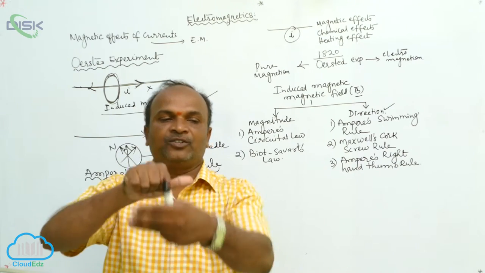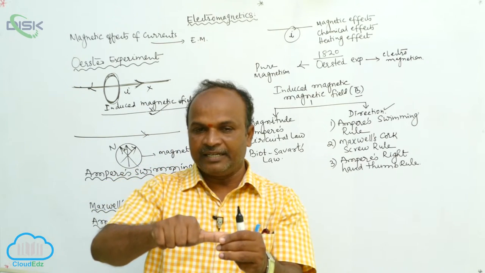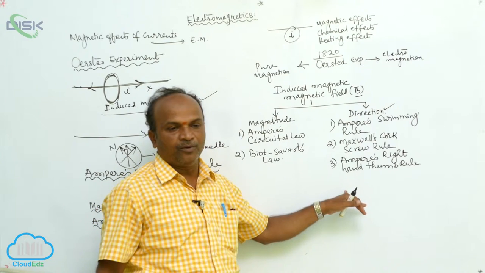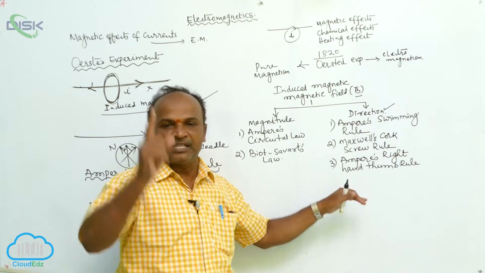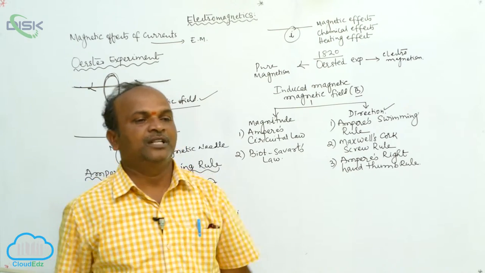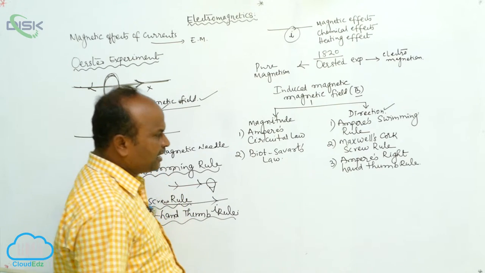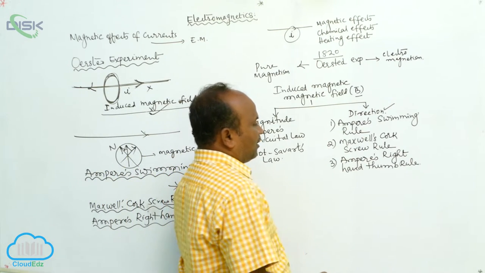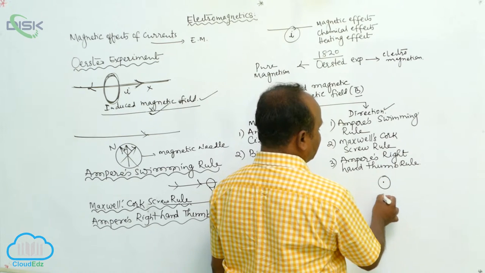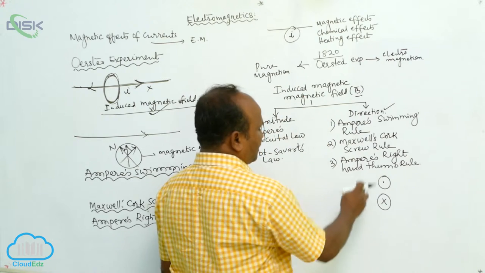Suppose this curl of four fingers shows the current, then the thumb will give the magnetic field. Now, Ampere's right hand thumb rule: if the right hand thumb is placed in the direction of current, then the curl of four fingers gives the direction of magnetic field. Now here, generally, this is represented by a dot, and this is represented by a cross, right?